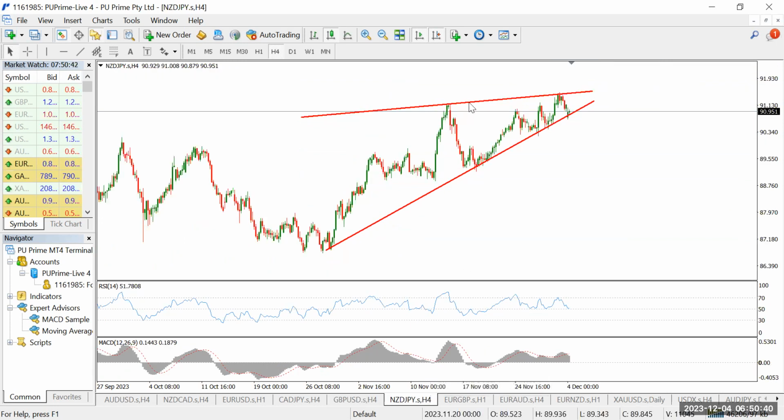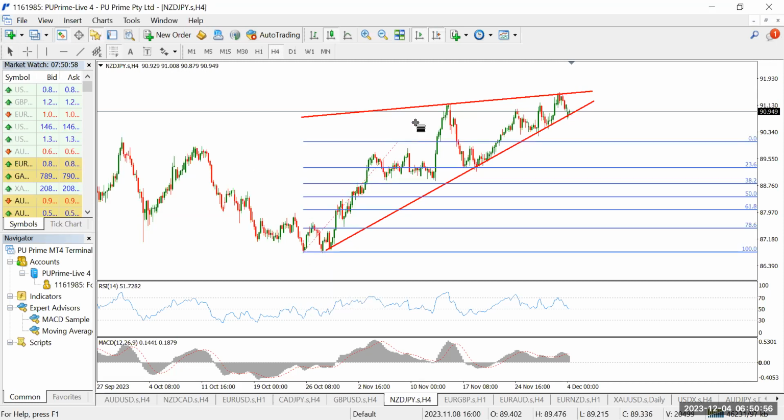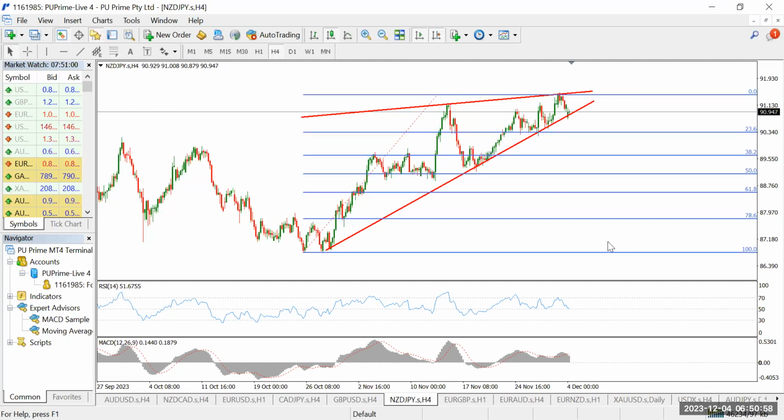And on New Zealand JPY, we have a rising wedge on 4-hour time frame, which we expect to lead to a bearish breakout. So I have a bearish outlook on New Zealand JPY. And Fibonacci can also be used here to determine my profit-taking level, in which case I expect price to hit Fibonacci 38.2, 50, 61.8, and 78.6 as profit-taking levels.